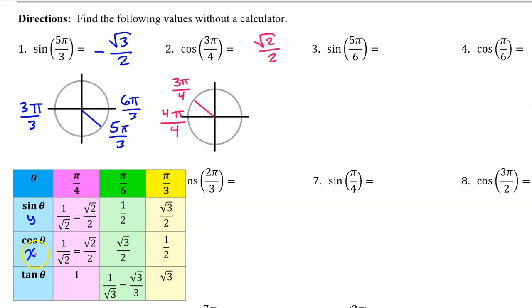Cosine is the x value on the unit circle. In quadrant 2, x values are negative because we are to the left of the y-axis. Therefore, the answer is negative radical 2 over 2.